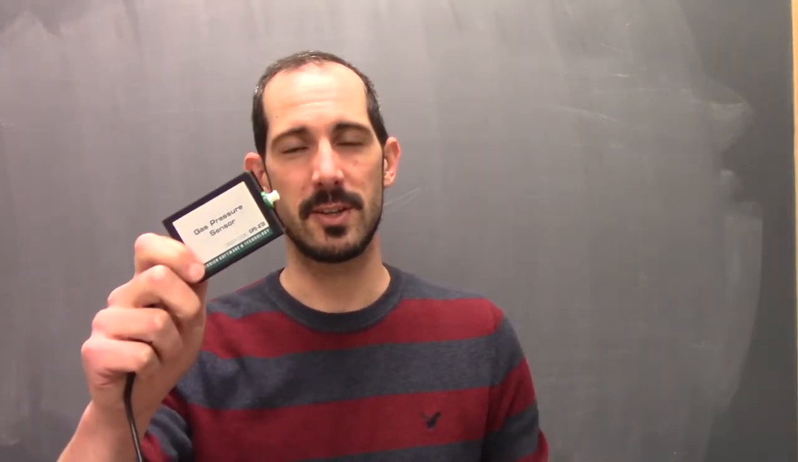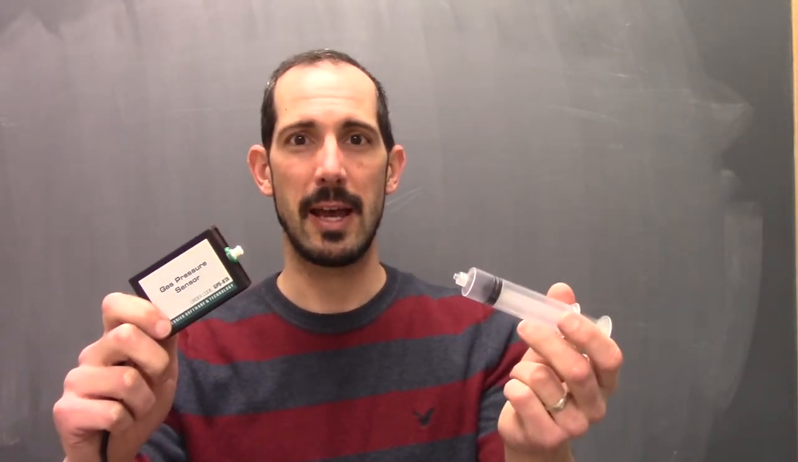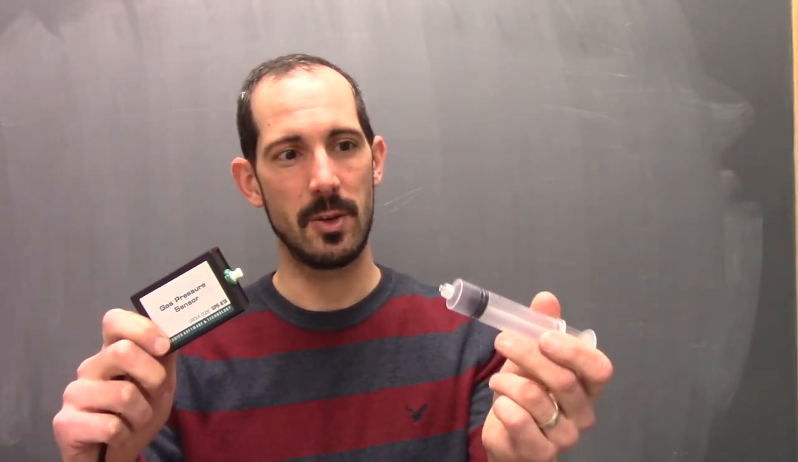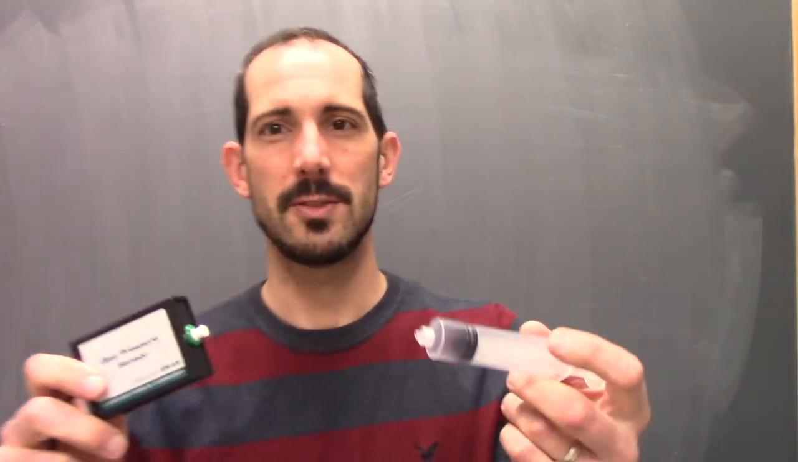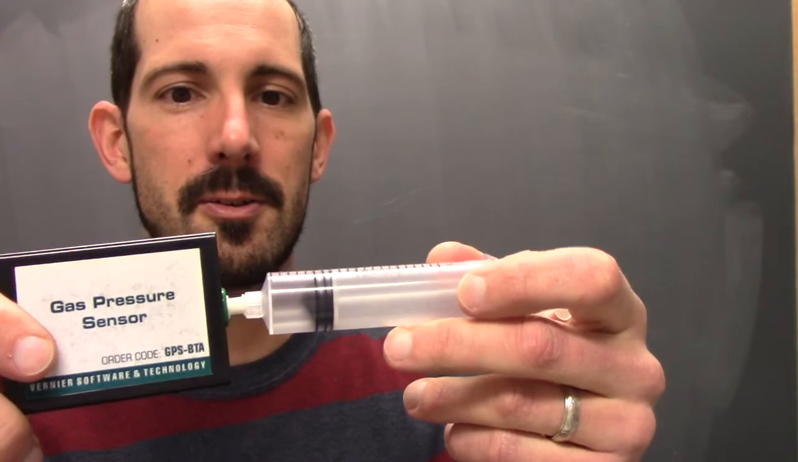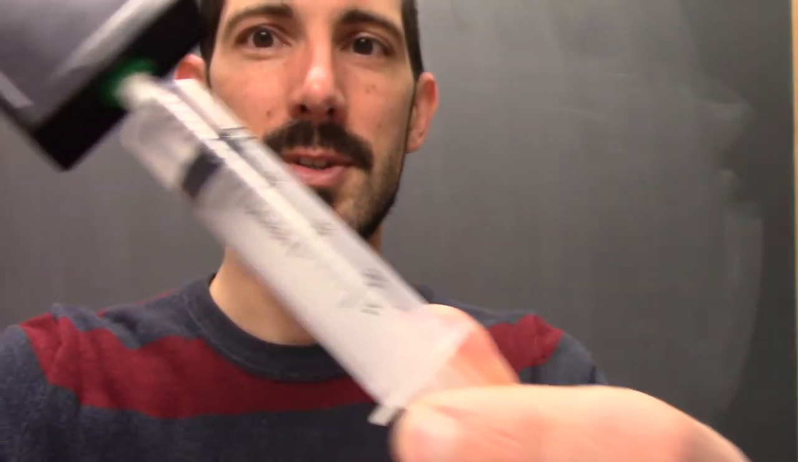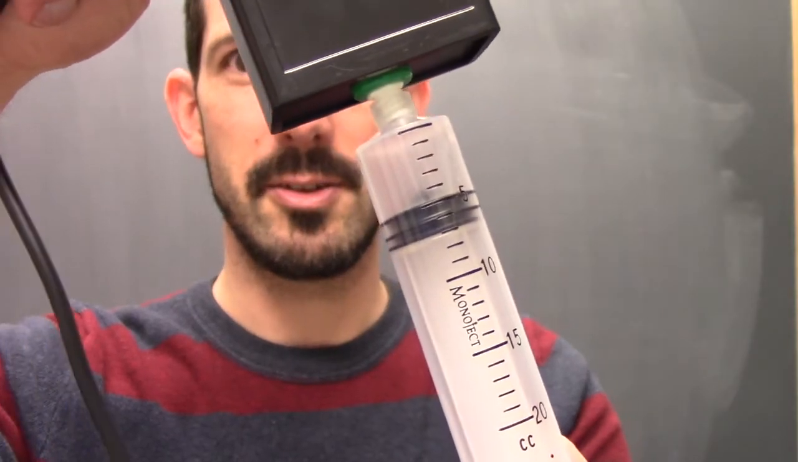So I'm going to run a quick experiment where I take a gas pressure sensor and a syringe filled with air and measure how the pressure changes within the syringe as the volume changes. So what I'm going to do is make a connection here, possibly just that one, and you'll see that, maybe you can see, I'm at 5 milliliters.